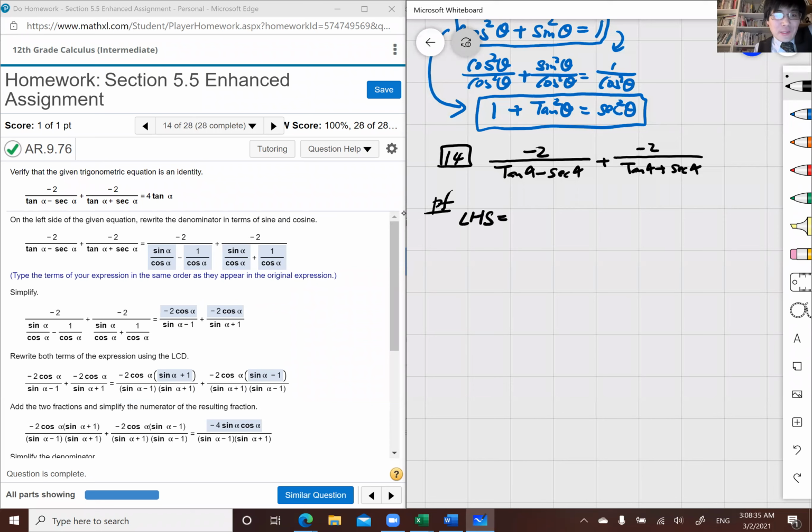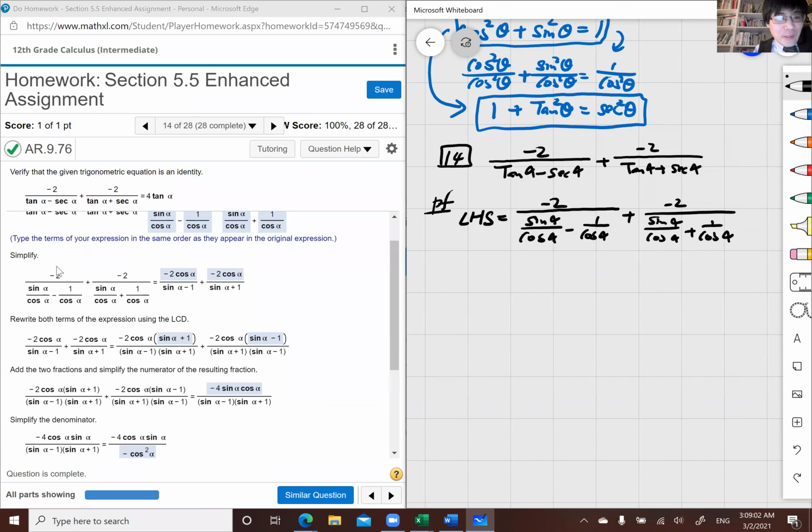The direction said rewrite the denominator in terms of sine and cosine. So tangent is sine over cosine, and secant is 1 over cosine. So that is rewritten this way. Now, type the terms of your expression in the same order as they appear in the original expression. Good. Okay, now this simplifies to this. What happened? Well, this is a mixed fraction, a fraction inside a fraction. Yeah, it is a complicated expression.